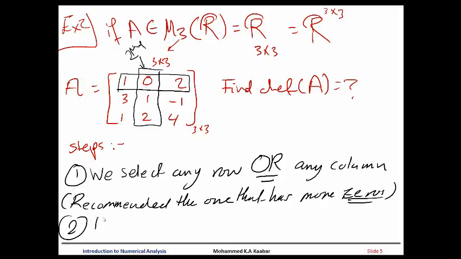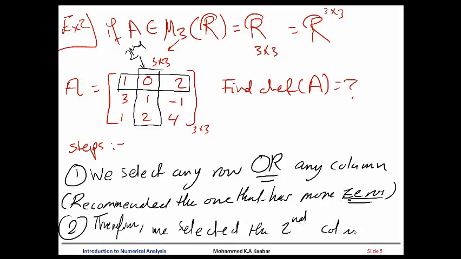Therefore we selected the second column. In this case, this one. Let me highlight it. And you can use this row if you want, but we want to select the second column. Let me solve this example. Solution.